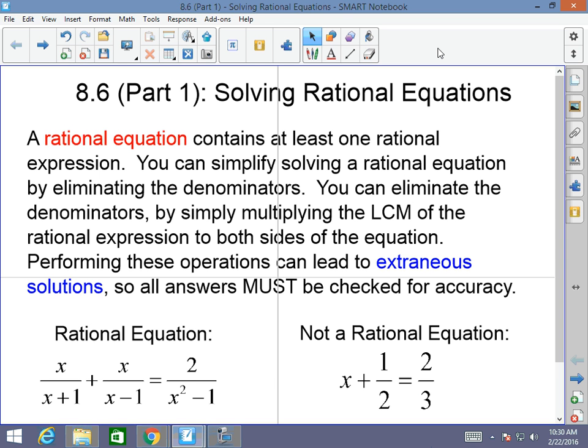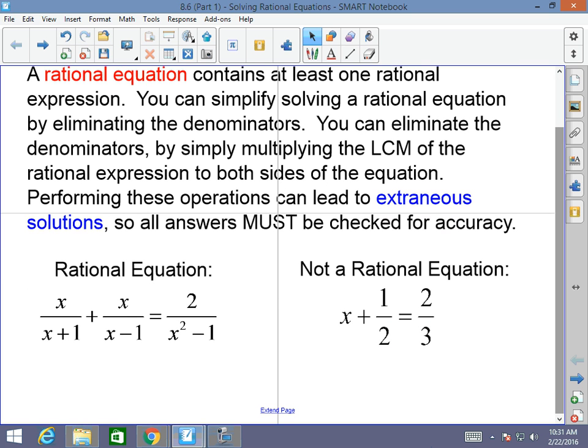Performing these operations can lead to extraneous solutions though. Remember what extraneous solutions are when we were talking about absolute values. Extraneous solutions are solutions that you're going to get, but they may not necessarily work. So you have to test them out. All answers must be checked for accuracy. Okay? So this isn't a you should do it. This is a you have to check for extraneous solutions.